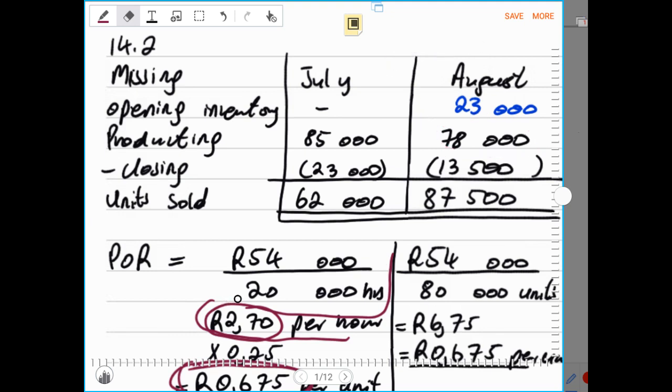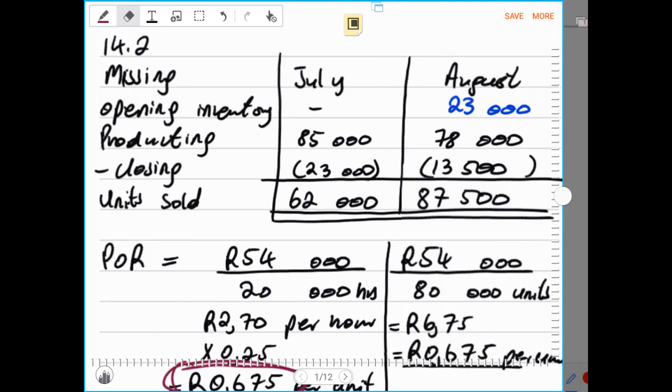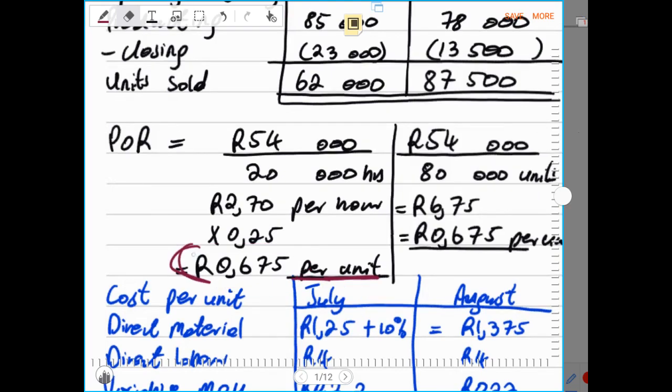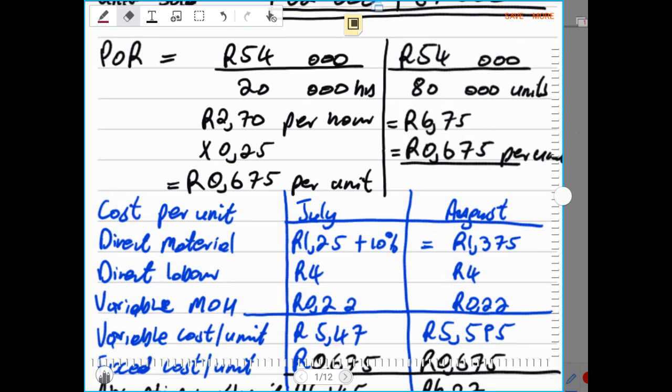So with that, I think I've given you all that you need to know with regard to the calculation of the POR and the applied overheads when we are given a different base. So now I have touched base on that. Then we can move forward.